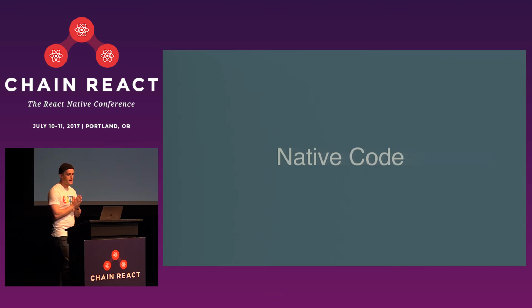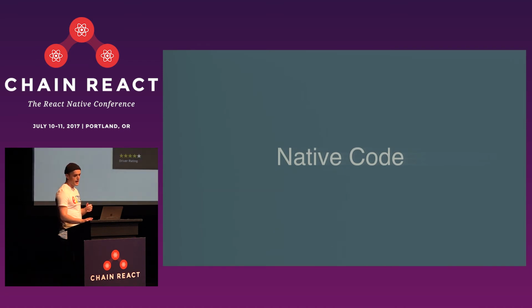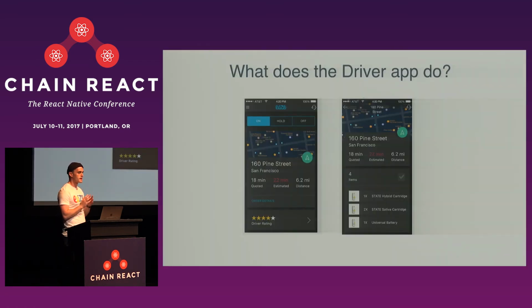Anyway, moving on to my last section, when you actually have to write native code yourself. To illustrate this point, I'm going to refer to an app that I wrote for one of my clients. My client is Ease, a medical marijuana company in California. Medical marijuana is not legal at the federal level. You cannot send medical marijuana through the post, Amazon style.